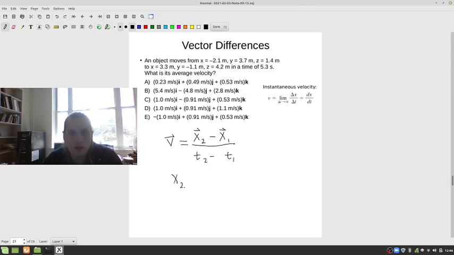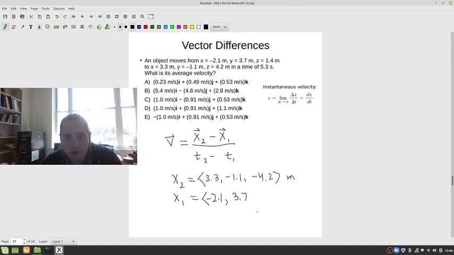So x2, that's our final position, is 3.3, comma, minus 1.1, comma, 4.2 meters. So that's the x component, y component, z component. x1 is, they give me x component minus 2.1. They give me a y component 3.7.